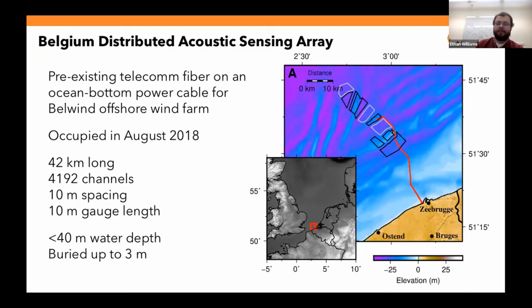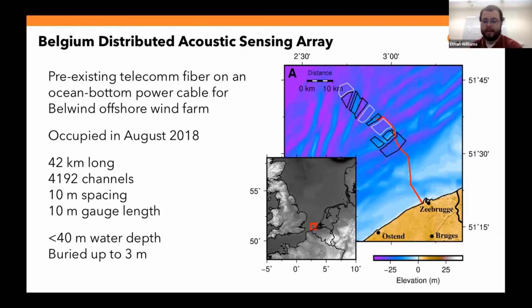And so I'll be looking at mostly data from one hour from a really early experiment that we did with Marlinks on a cable that's a primary power cable for the Belwind wind farm, which is one of the many wind farm sites in the southern North Sea in very shallow water. It's about 40 meters of water offshore Belgium. And just for reference, this cable is 42 kilometers long.